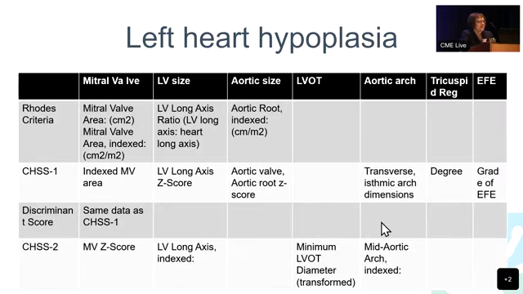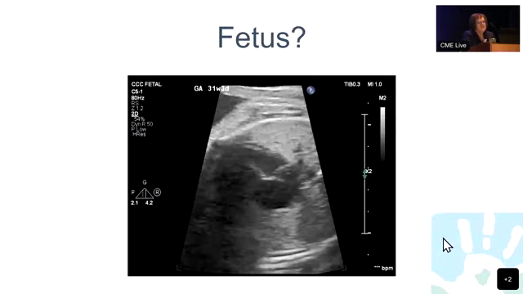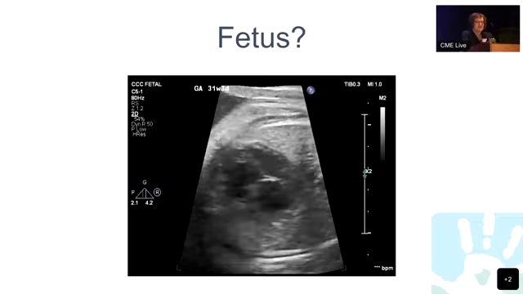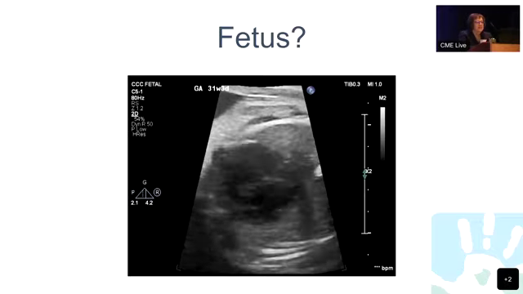And this is just sort of a summation showing what are at least some of the similar features between all of these criteria and indices for left heart hypoplasia, really most focusing on something about the mitral valve, the LV size, particularly long axis, and aortic size, with some additional measurements of arch, tricuspid regurgitation, and EFE in some. So what about in the fetus? Obviously, many of these patients come to our attention during fetal life.